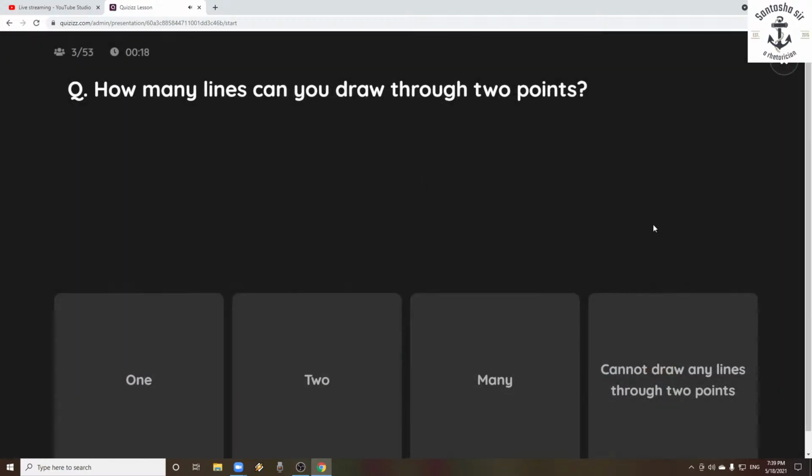How many lines can you draw through 2 points? When you have 2 points, how many lines can you draw? Seconds for few questions, 30 seconds for few questions, and 45 seconds for few questions, based upon how much time you require to calculate.